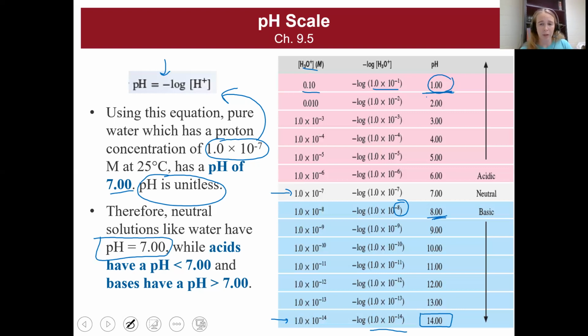So the scale of pH is only 1 to 14. Super low and super high is kind of a relative term, but it makes a little more sense when you look at the actual concentrations. That's what I mean by super low and super high.